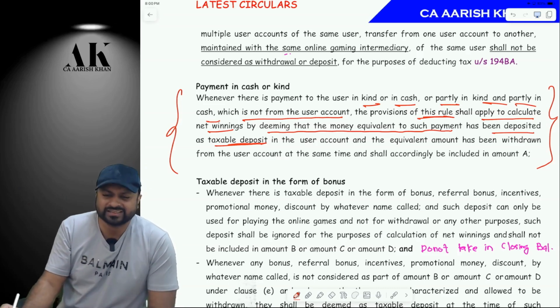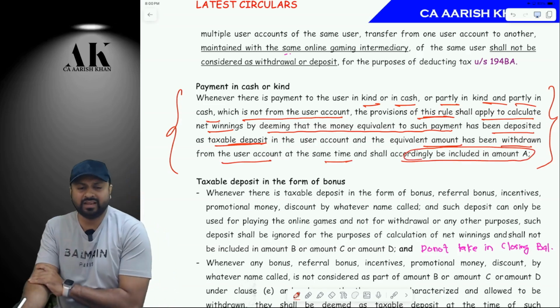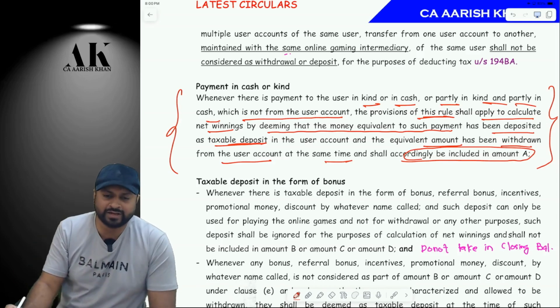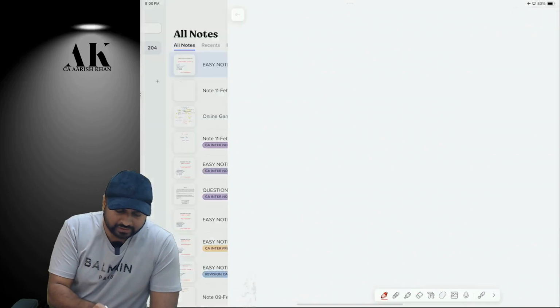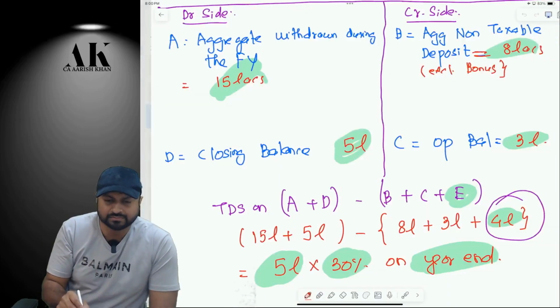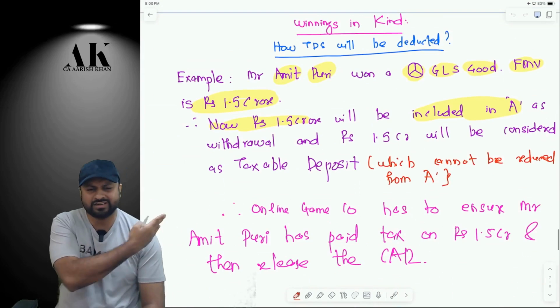Correct or not? And the equivalent amount, that is 1.5 crore, has been withdrawn from the user account at the same time and shall be accordingly included in what? Please tell me. A above. So A will be 1.5 crore and B will be 0 rupees. Are you clear? So in short, winning in kind. They have done this so that there should not be any kind of legal issues in this particular provision. Okay. Now in simple words, you can see this example.